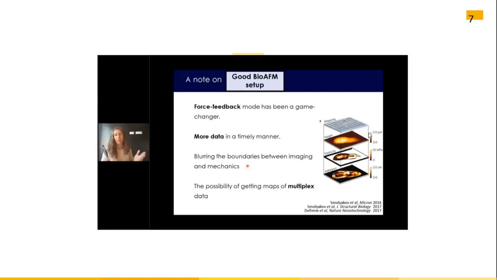A good AFM setup includes a force feedback mode, which collects data more quickly and also blurs the boundary between imaging and mechanics, providing the possibility of obtaining maps of multiplex data, which include not only topography data, but also elasticity and adhesion data.